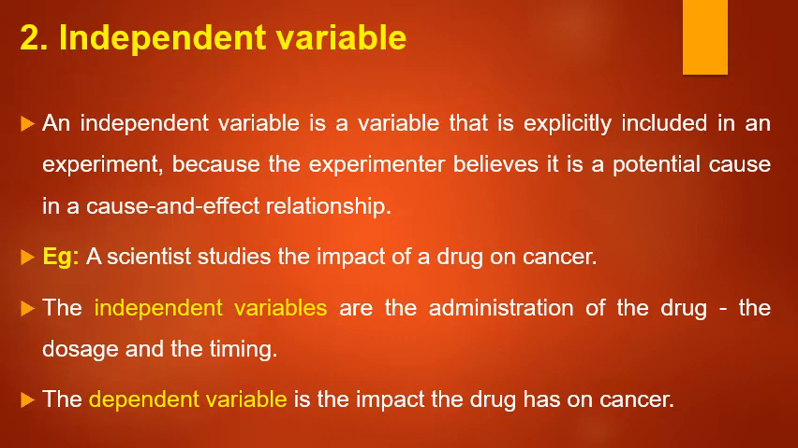Example here I have given: a scientist studies the impact of a drug on cancer. Here the independent variables are the administration of the drug, the dosage and the timing, whereas the dependent variable is the impact the drug has on cancer. The effect or the outcome which it produces on cancer is considered the dependent variable. Right? This is independent and dependent variable.